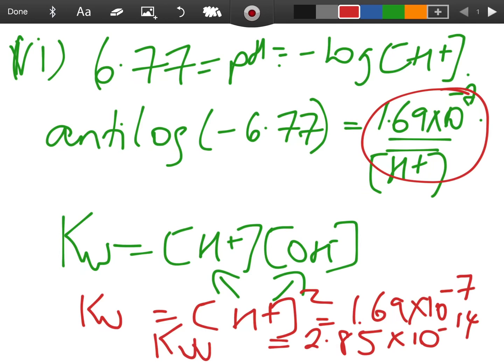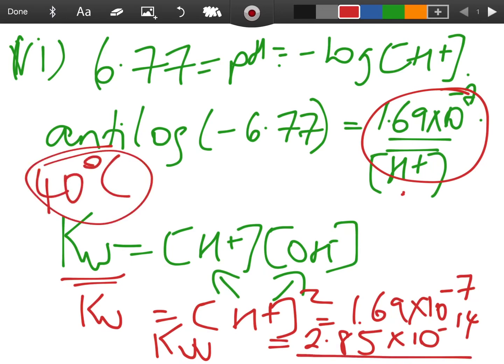I then need to match a Kw value in the table. At the moment, I've only got the H plus concentration. Kw for pure water is the hydrogen ion concentration squared. So when I square that, I got my 2.85 by 10 to the minus 14. Now I have to go to the table in the question. What temperature has the closest Kw value to 2.85 by 10 to the minus 14? It's 40 degrees when you read it off the table, okay?